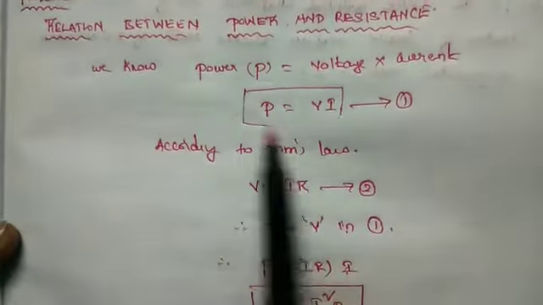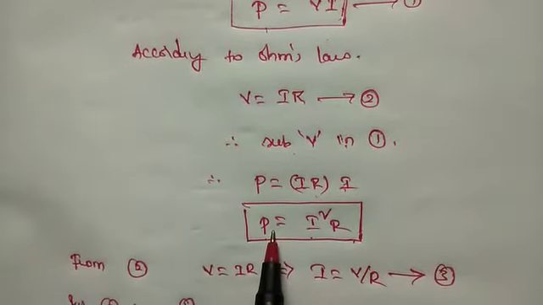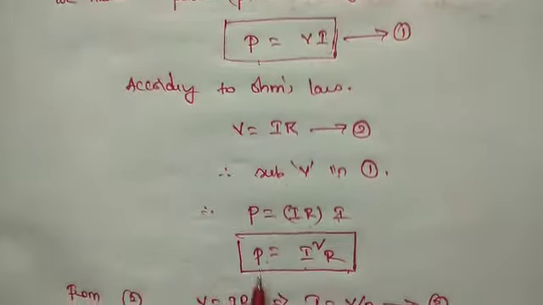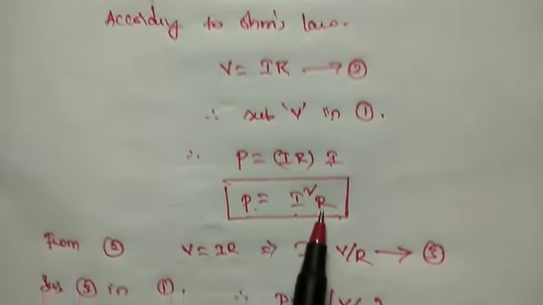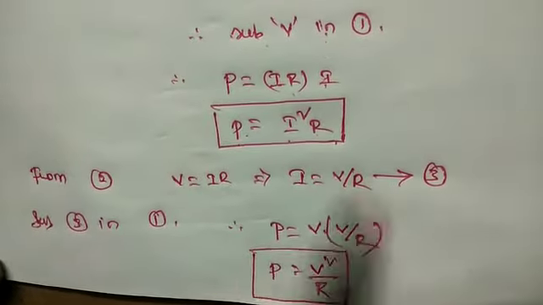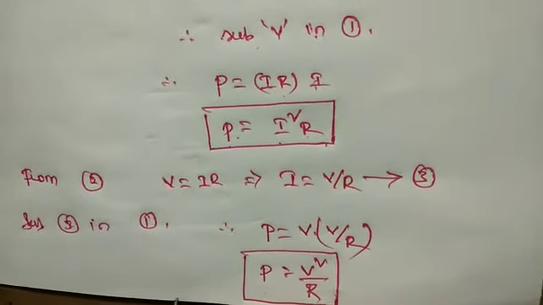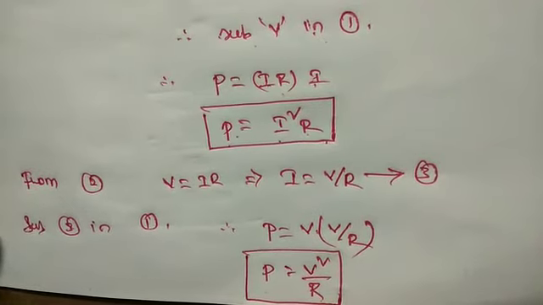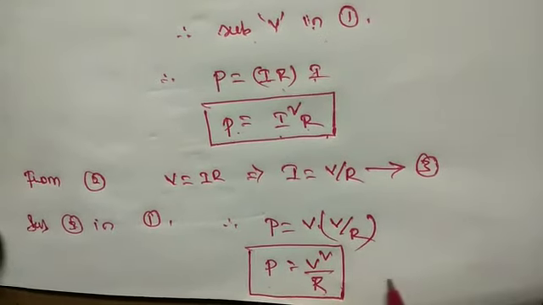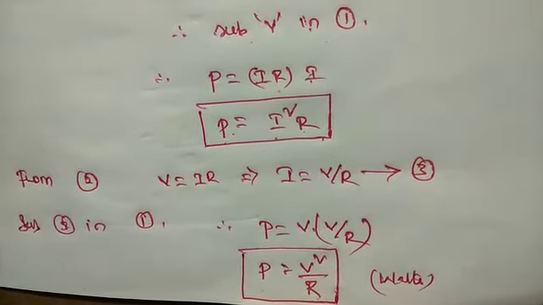So, the first formula for electric power is P equals VI. Substituting voltage, we get P equals I square into R. Substituting current, power equals V square by R. These three formulas relate power, resistance, voltage and current. The unit is always watts. Clear?